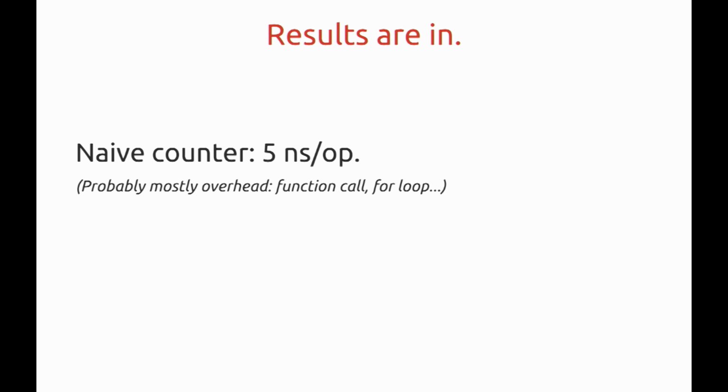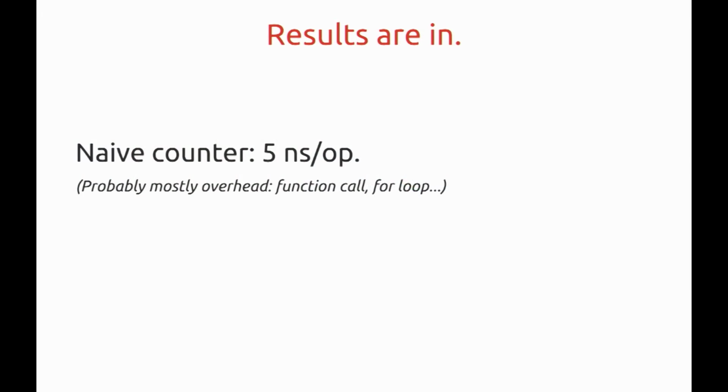The naive counter that is not Go routine safe is super fast, 5 nanoseconds. I actually wanted to put the Grace Hopper picture here. Glad I did not, because it was in the other talk. So that's pretty fast, right? And it's probably mostly function call overhead. Even the for loop in the benchmark might matter.